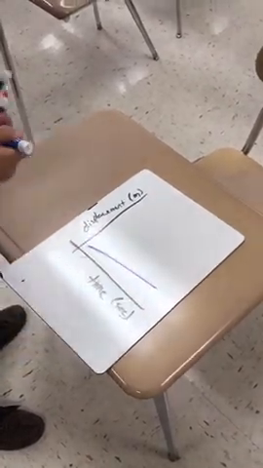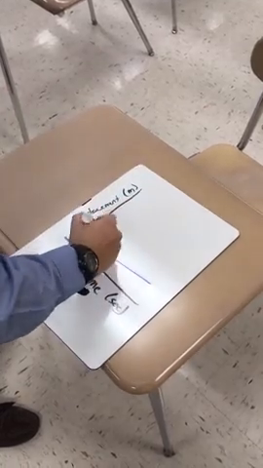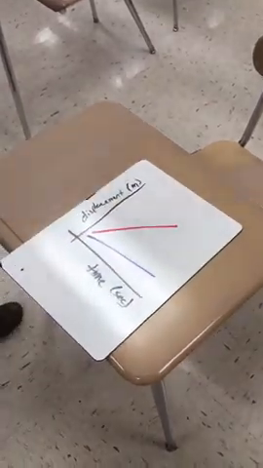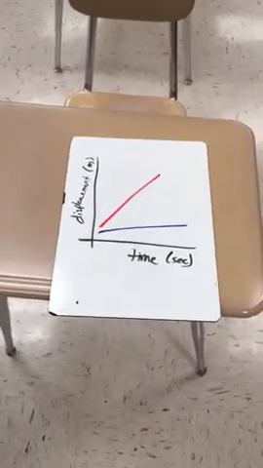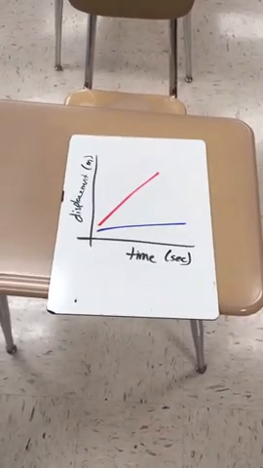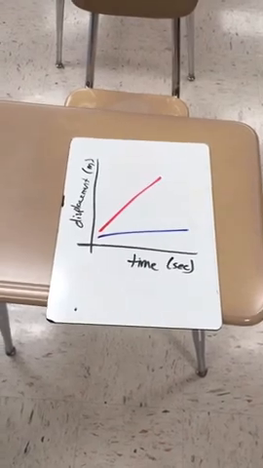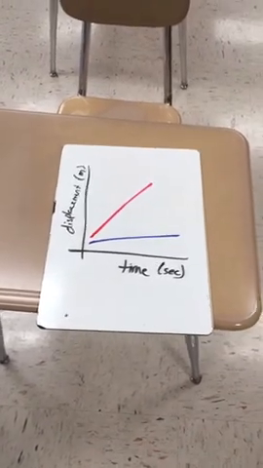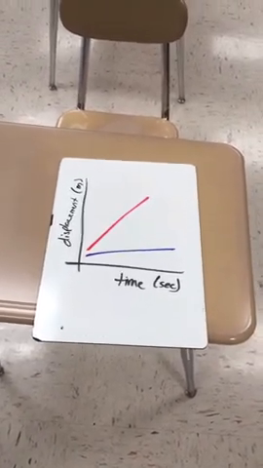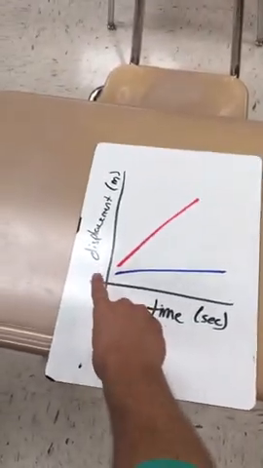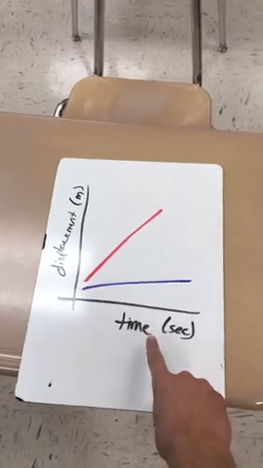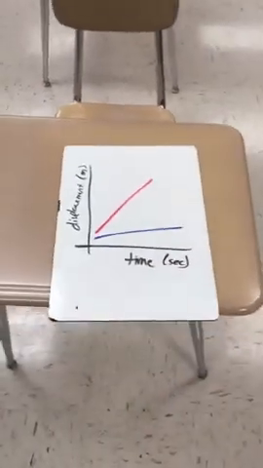So if I had this car and this car, Mr. B, which one do you think is going faster? Well, based off of the slope of the lines, I would say that the one with the larger slope has the larger velocity. Okay, why would the slope indicate velocity? Because slope is rise over run, and the rise of this graph is displacement, and the run is time, and velocity is displacement over time.